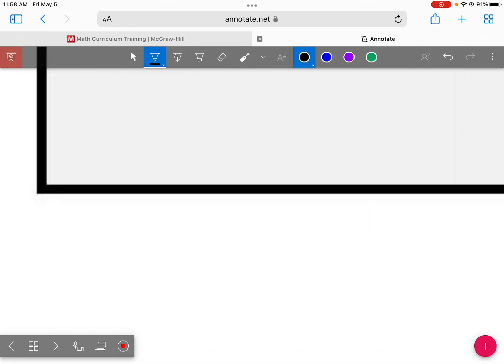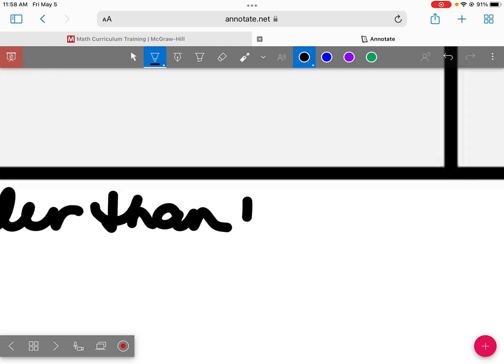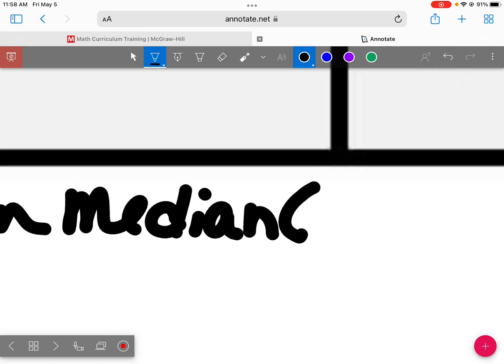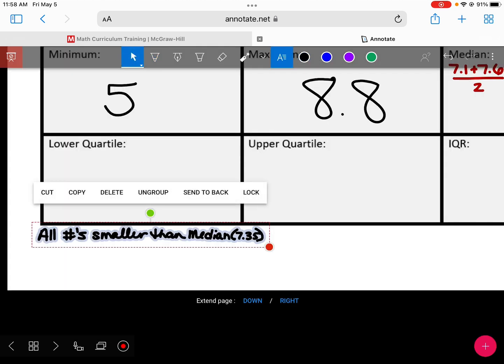So to find my lower quartile, I want all the numbers smaller than the median, which is 7.35. Looking at this original list of numbers, which ones are smaller than 7.35?